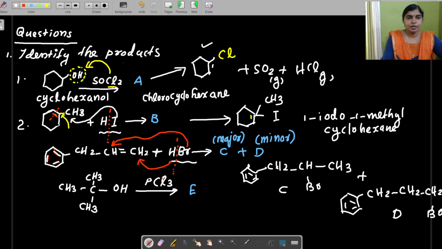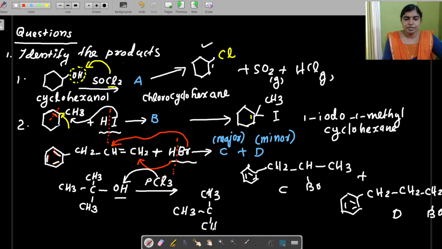And the last one, you have to find out E. How will you find out E here? Yes, this is an alcohol. Again, OH is the replaceable group. So chlorine is substituted here. There is a halogenating agent. So what is the product obtained there? That is CH3. See, this part has no change. Here CH3. Here CH3. And OH is replaced by chlorine. So this becomes chlorine. Chlorine is substituted here.